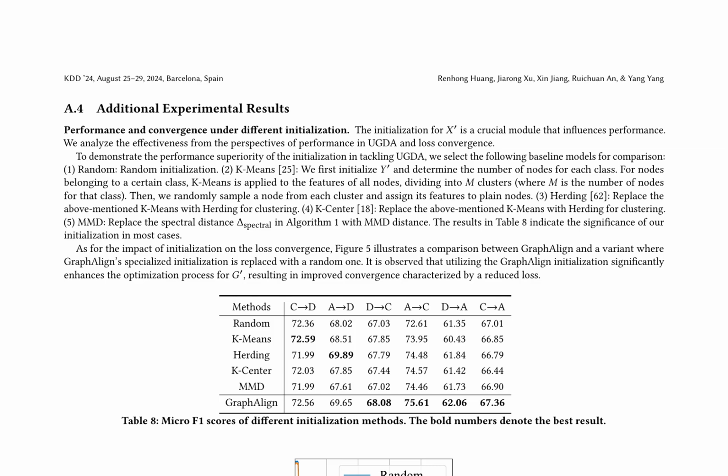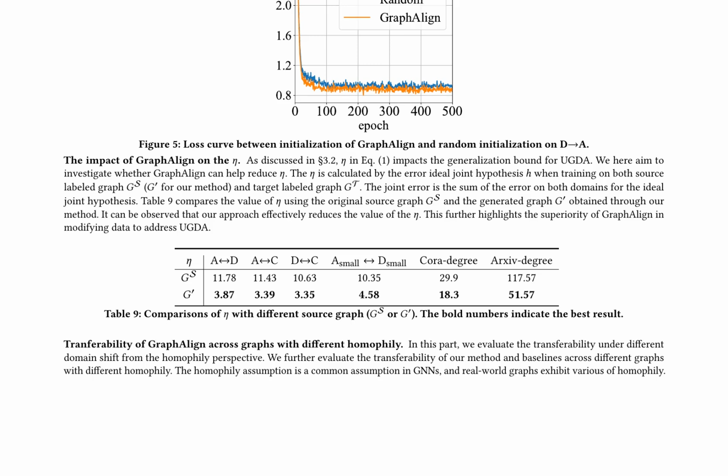GraphAlign under different initialization methods and the impact of GraphAlign on the eta parameter, which affects the generalization bound for UGDA. The results show that GraphAlign effectively reduces the value of eta, highlighting its superiority in modifying data to address UGDA. The dataset statistics are provided in Table 7, which includes information on the number of nodes, edges, features, and classes for each dataset. The implementation details are also provided, including the hyperparameters used and the running environment. The estimation of MMD distance is also discussed, which is used to regularize the model parameters.